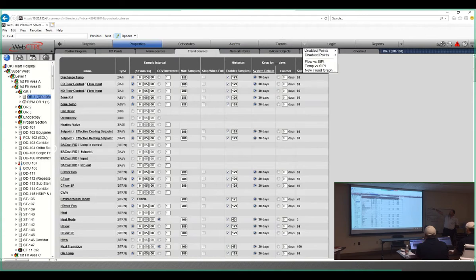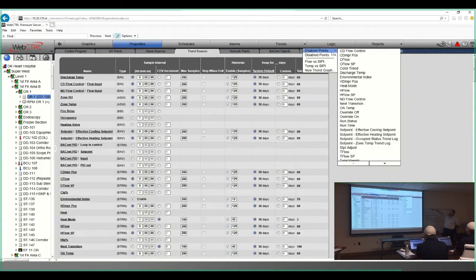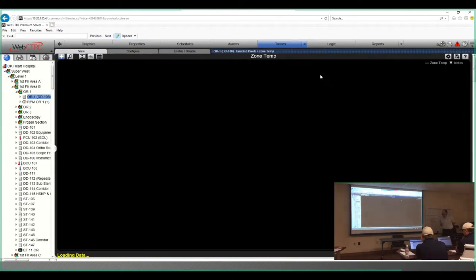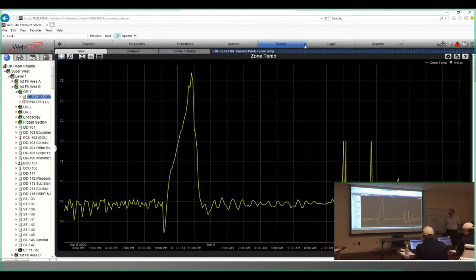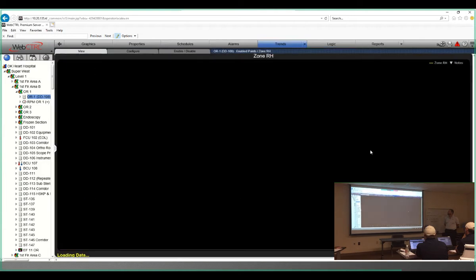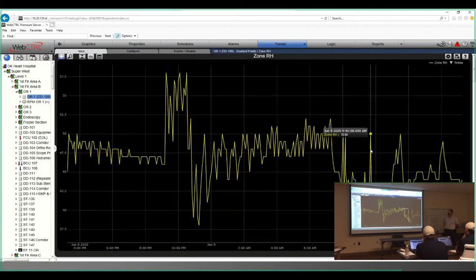Click on that, go to enable points, and then go find space temperature, or I don't know what we call it, zone temperature. Scroll on down. So temp trend low? That's set point. Okay. Scroll down. Zone temperature. No, temp and relative humidity. So every point can be accessed just like that.